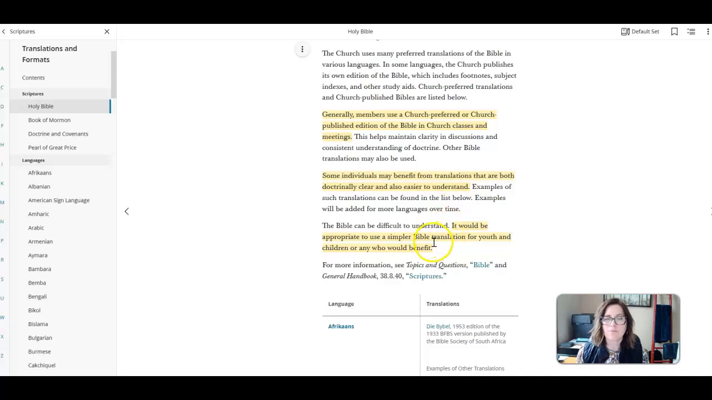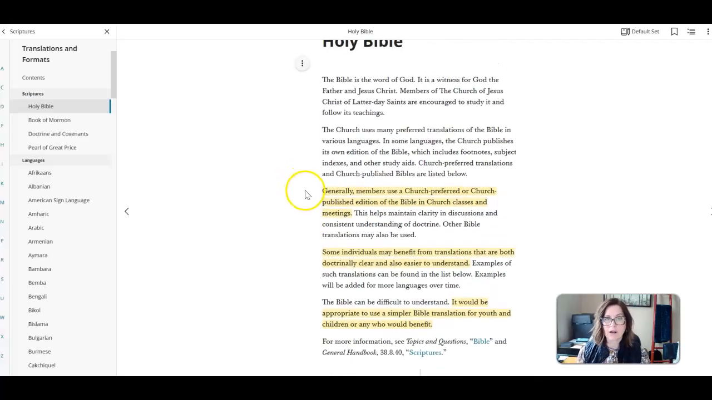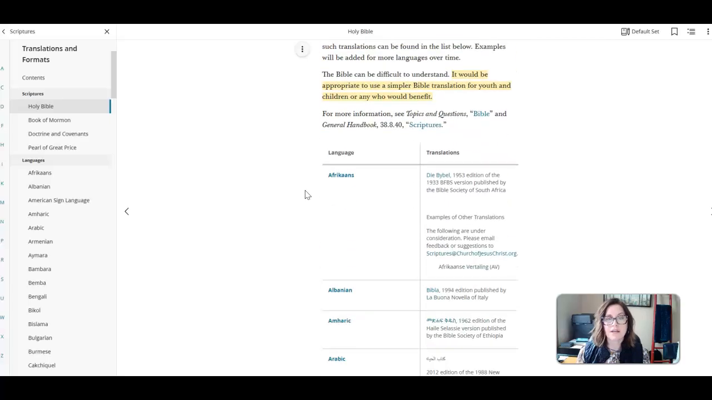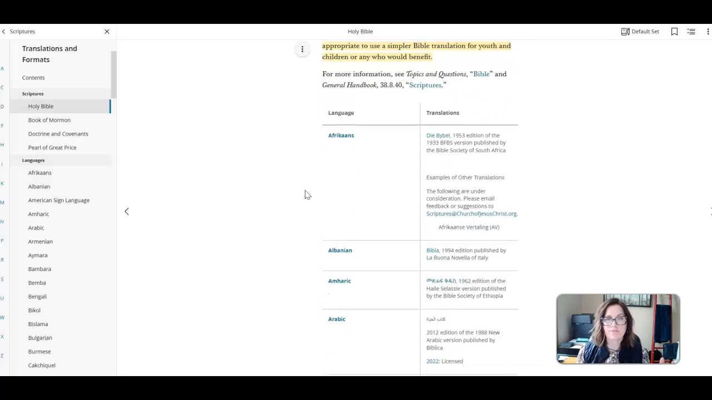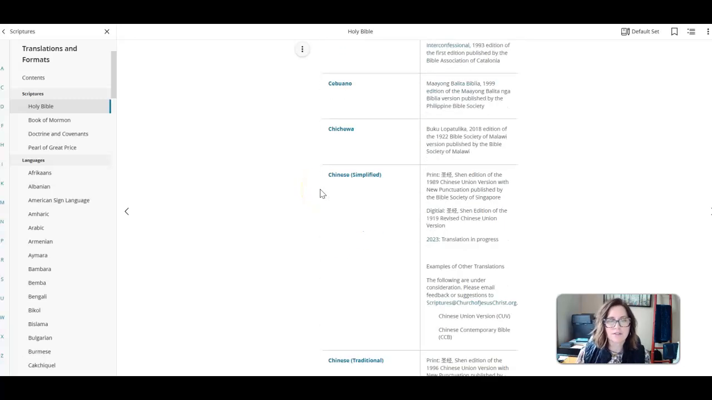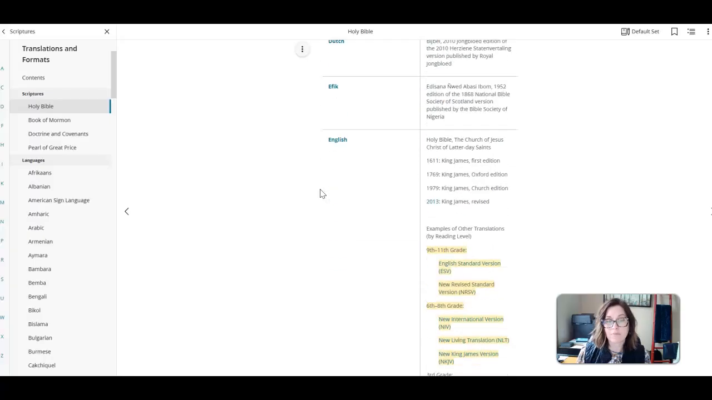And right here, it would be appropriate to use a simpler Bible translation for youth and children or any who would benefit. This is the church policy, so it's not dumbing it down. It's not taking them away from the true scriptures. This is something that is recommended, and we can, of course, not abandon the King James Version, but use these in together. So let's go down to the English language and see the ones that are recommended.